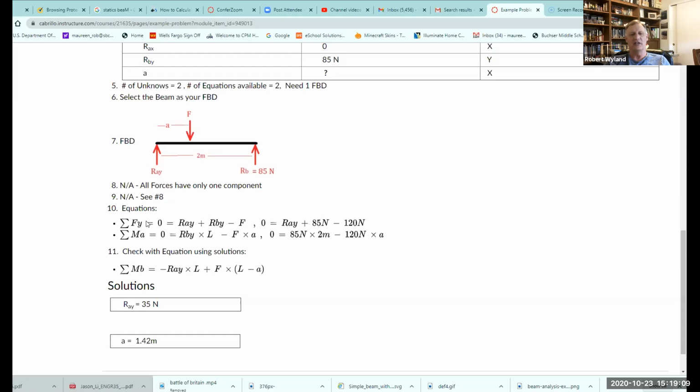And notice how I said equals 0. I didn't put F on the opposite side. I started off with equals 0, and then I put all the forces on the other side, because the sum of the forces should always equal 0. And I strongly, strongly suggest that you always use 0 on one side and then put all the forces that you're summing together on the other side.